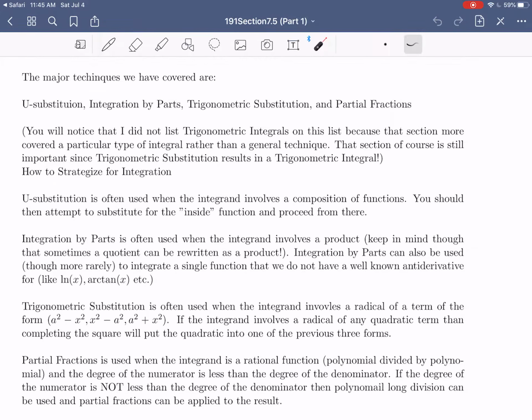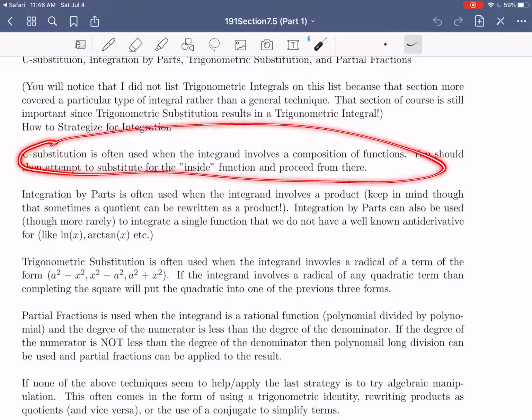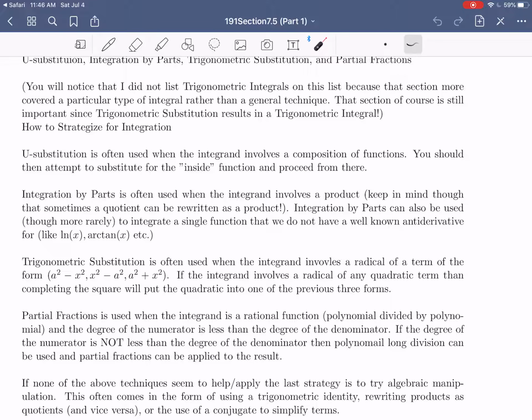Okay, so let's talk a little bit about strategizing how to choose a technique. So, U substitution. As I think I've mentioned many times, U substitution is often used when the integrand involves a composition of functions. If you see a function inside of another function, that is a good sign that you might want to try U substitution.